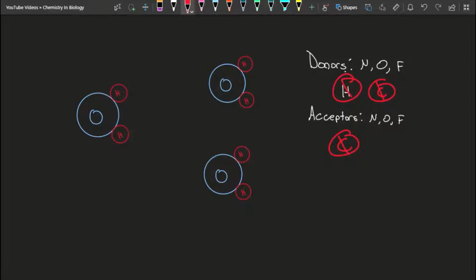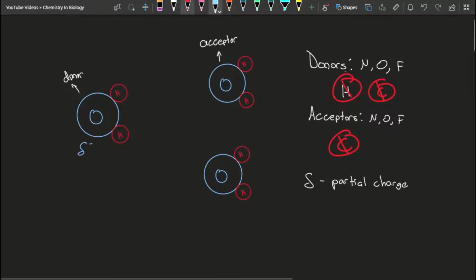In this diagram, hydrogen bonding in water is being displayed. Here, oxygen acts as both the donor and the acceptor. This symbol I'm drawing here signifies that an ion has a partial charge. In water molecules, oxygen tends to have a partial negative charge, while hydrogen tends to have a partial positive charge.